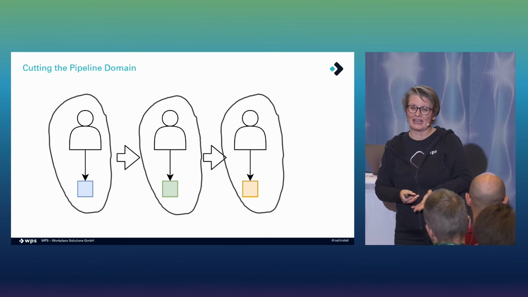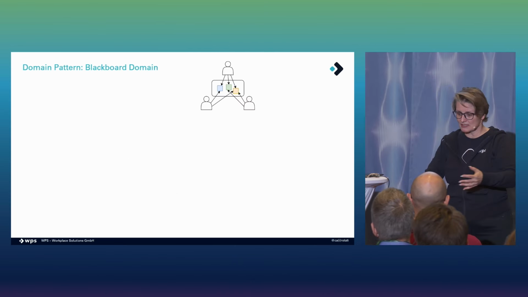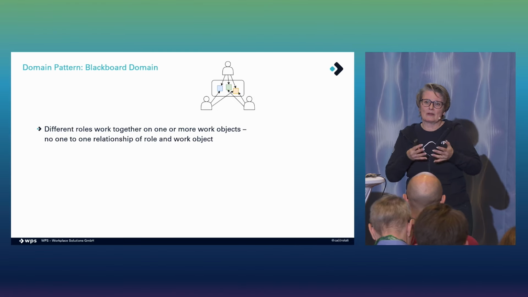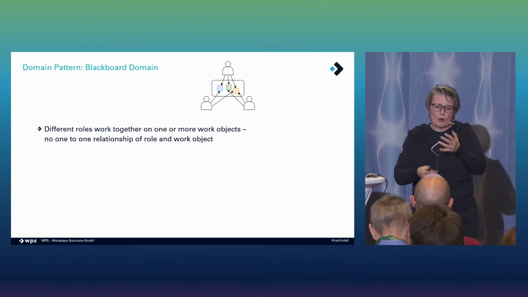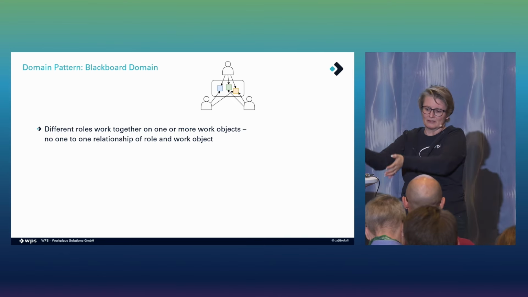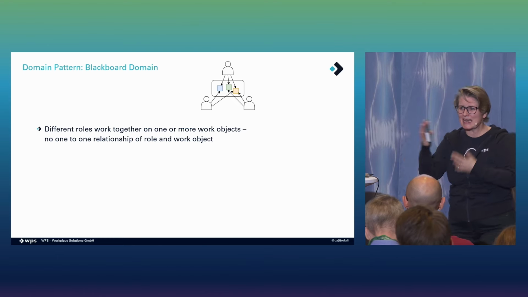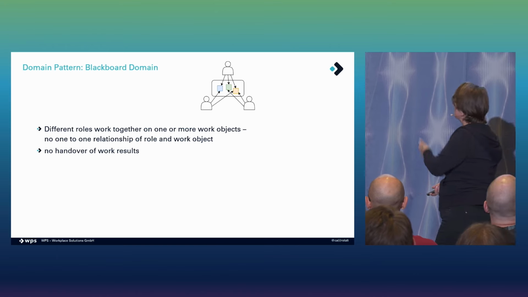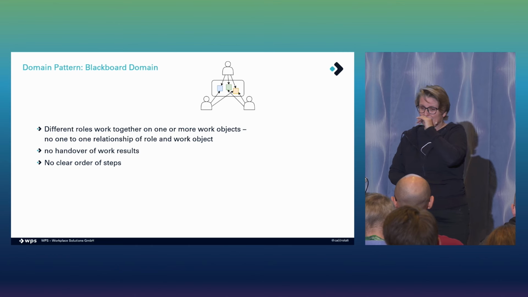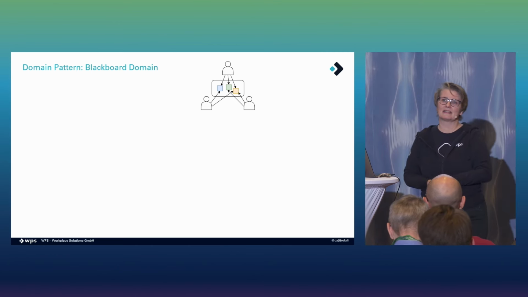The opposite of that is something that we call blackboard domains, because everybody is working in different roles. They work together on one or more objects, and there is no relationship of one person or one role to one work object. They're all working on everything at the same time. No handover, no clear order of the steps. I'll give you some examples so that you can relate to that.